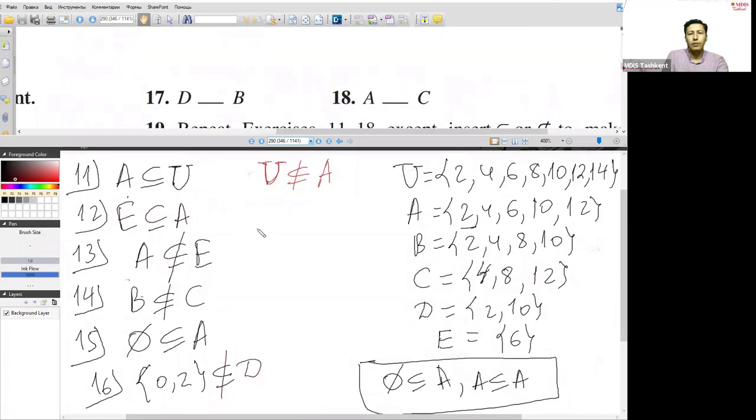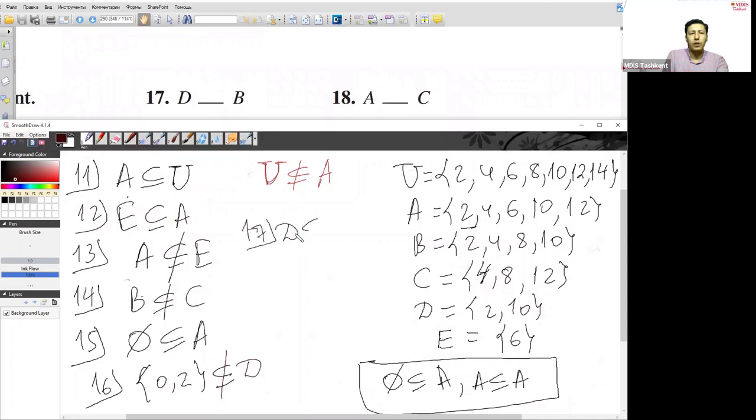17. D subset of B. So D is here, 2 and 10. Do we have 2 and 10 in B? Yes, we have 2 and 10. Therefore, it is a subset. All the elements of D are also elements of B. Therefore, it is true.